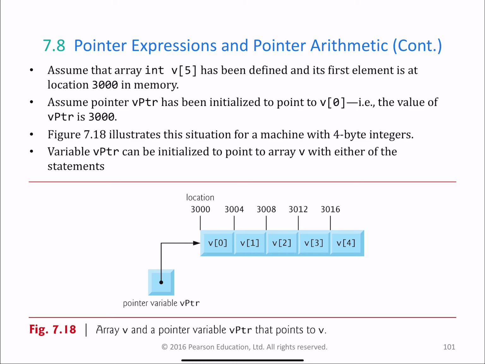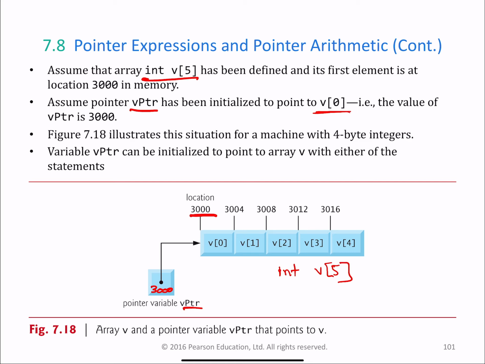Let's consider this example over here. We have an integer array called v of size 5. And let's assume that the starting location of this array in memory is at an address numbered 3000. And let's also define an integer pointer called vPtr. So this is a pointer pointing at array v, so that's why we're calling it vPtr. And we initialize it to point to the start, the first element, the 0th element, I should say, of array v. So vPtr is initialized to point at the first element, which is located at address 3000. So basically, vPtr will contain the address 3000 in this case.